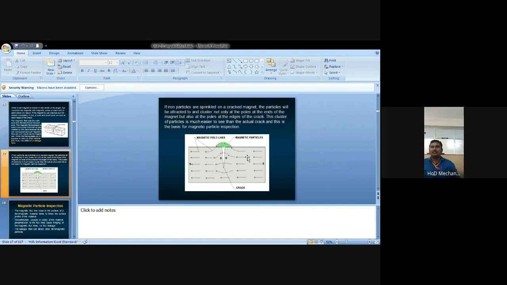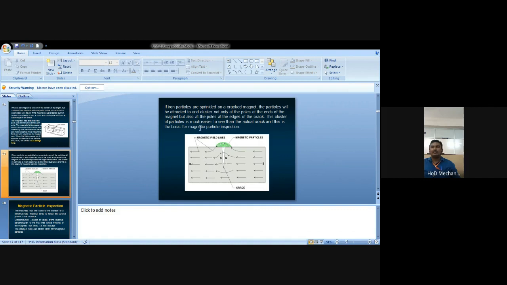Here, the testing specimen is in the field of magnetic material, and the magnetic particles will be placed over the surface of the given testing specimen. So after the magnetic field is induced in the testing specimen, the magnetic particles will accumulate where the flaw, that means the defect, occurs on the surface of the given testing specimen.